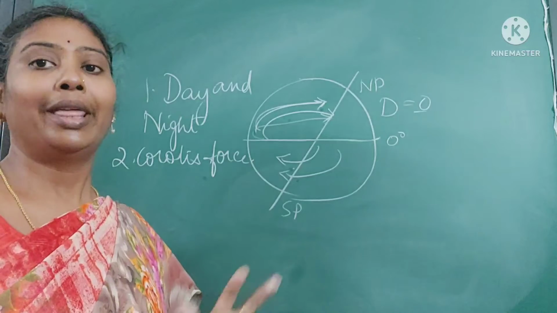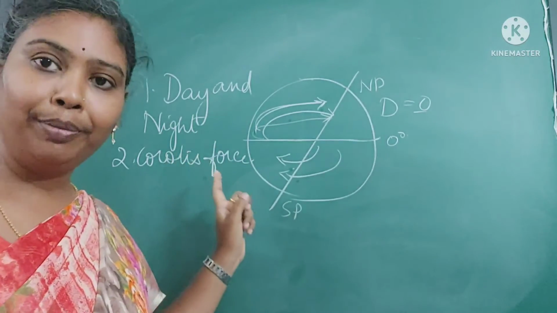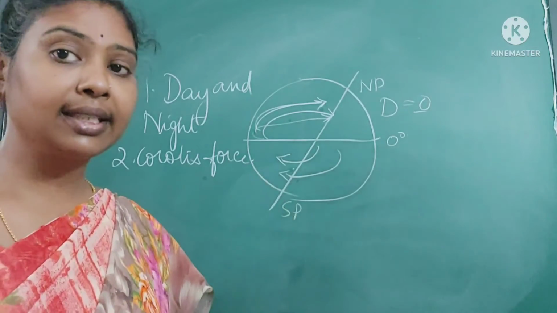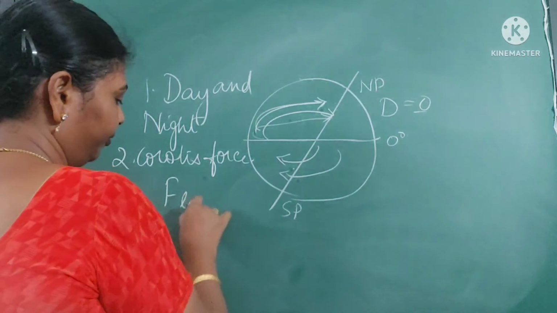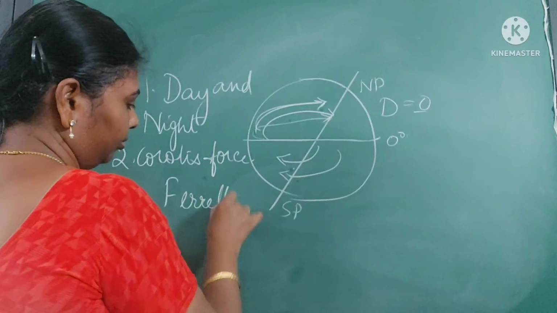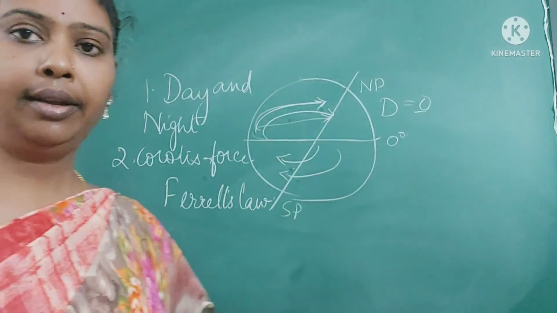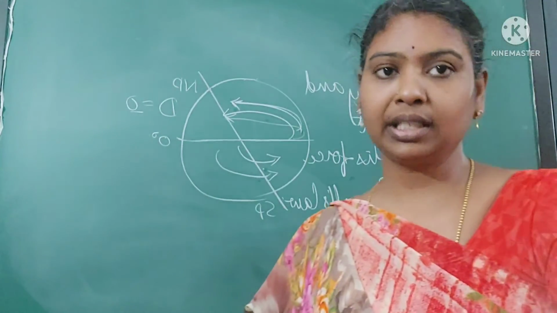Okay. So this kind of movement is known as Coriolis force, and this is given by a law called Ferrel's law. And the next one is east-west movement.